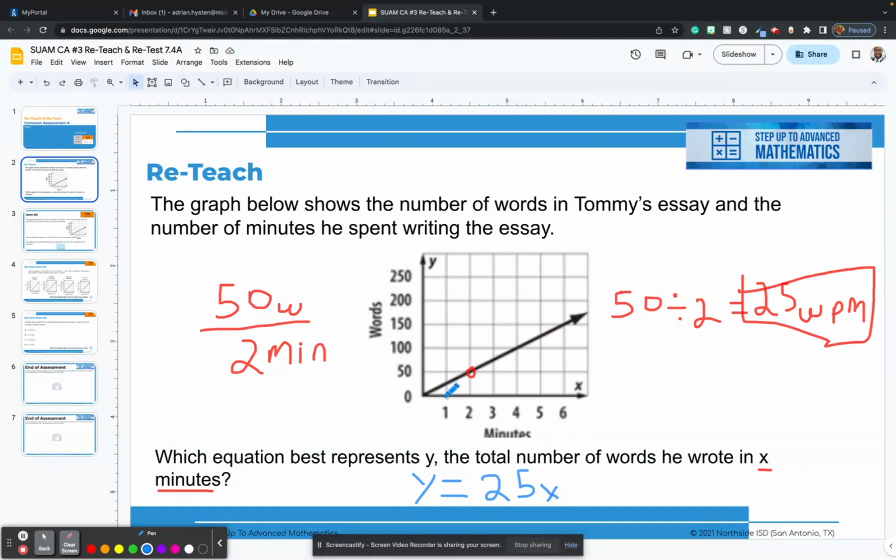If x was 1, we get 25. If x is 2, we'd get 50. If x was 3, we'd have 75. If x was 4, we'd have 100. If x was 5, we'd have 125. And if x was 6, we'd have 150.